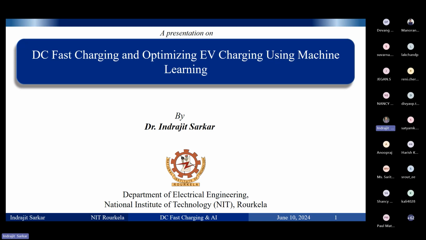So in order to make that utility company aware of it beforehand, there is a forecasting technique that we are going to employ, and that forecasting technique will be employed using a machine learning algorithm. So here we have DC fast charging, and then forecasting using machine learning. When we have the forecasting beforehand, then it is for the utility company to supply that amount of power during that period, so that the stability of the grid can be maintained.